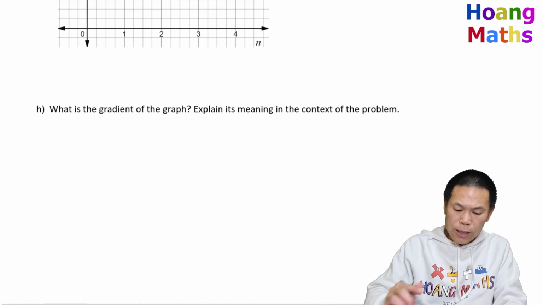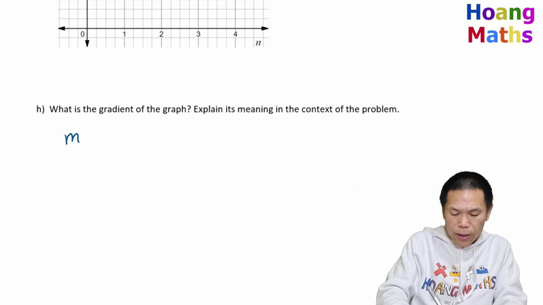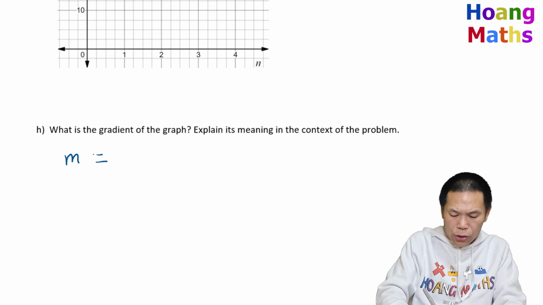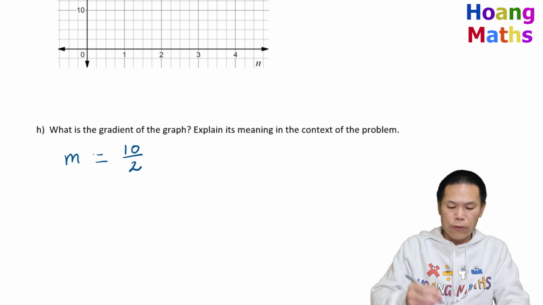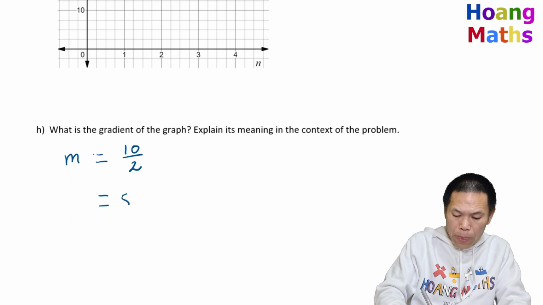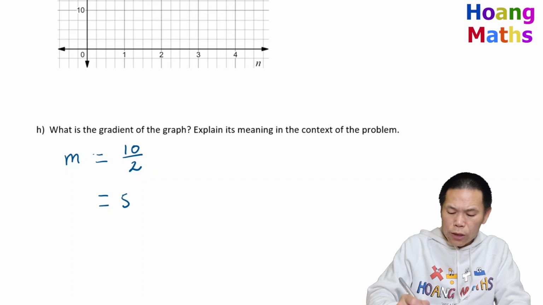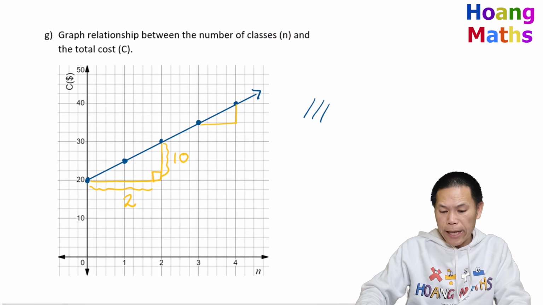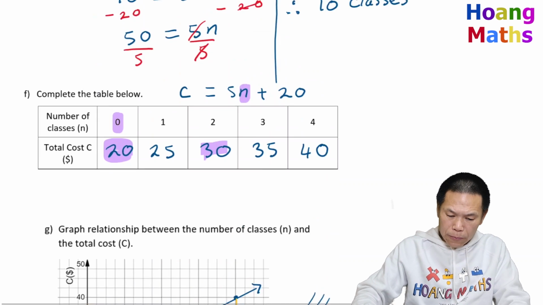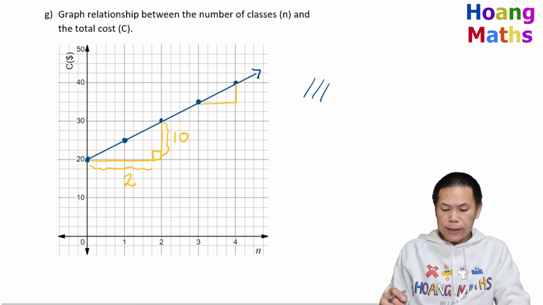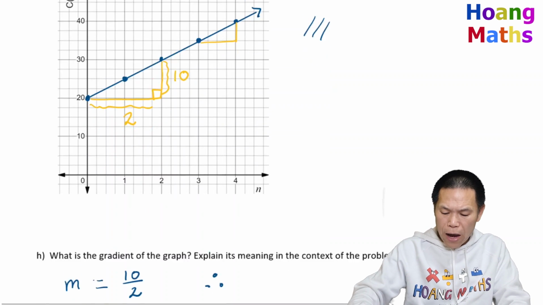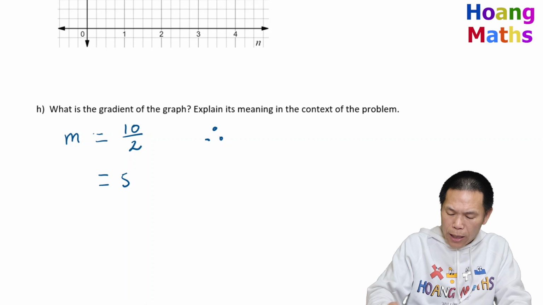So let me just write this down. M, rise is 10, run is 2. 10 over 2. And the gradient is positive. So it's 5. So there you go. So this means that, in this context, every class Jessica attends, she has to pay $5.